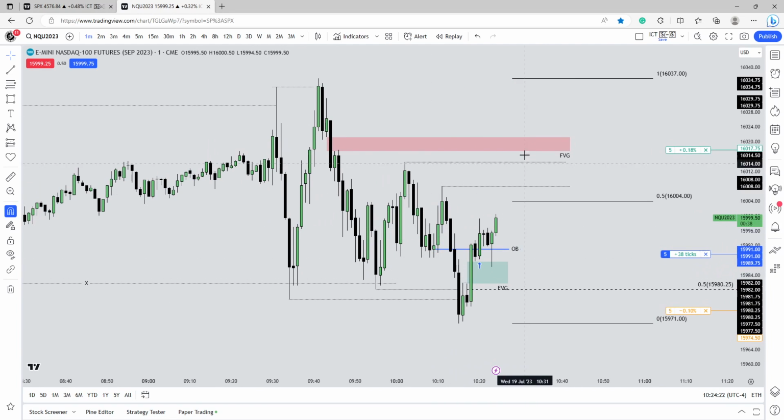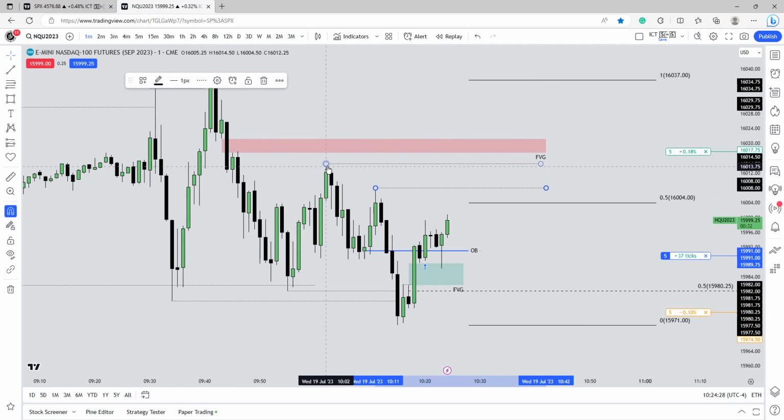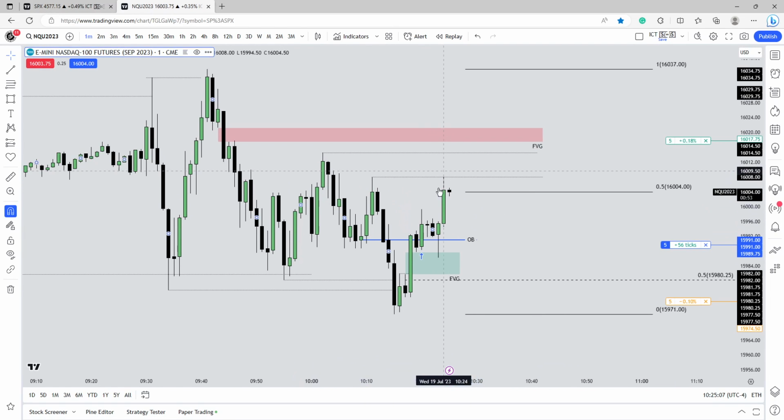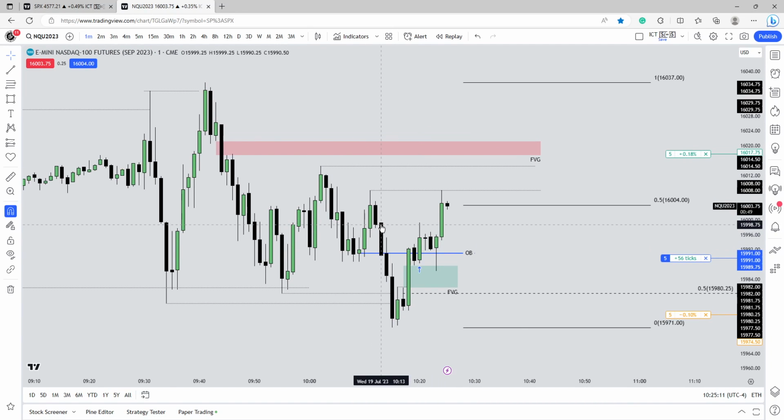So again, I want to start to see speed and velocity. I want big range candles to the upside now. And I want it to deliver past this high, into this fair value gap right here. So see how we're starting to get some speed and velocity through this order block right here? That's because we are no longer in a sell program.